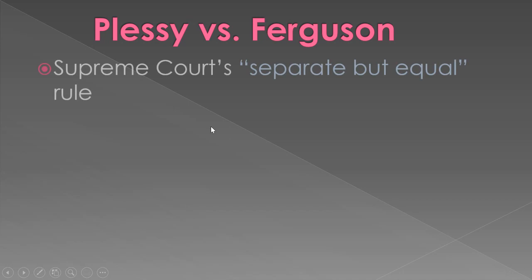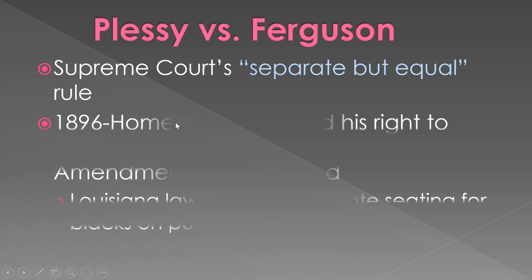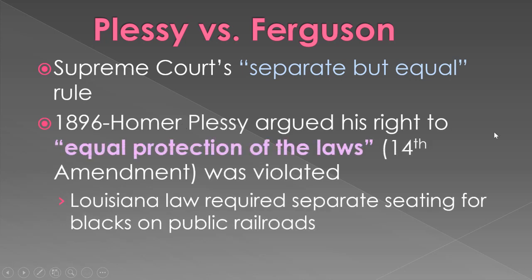That brings us to the Supreme Court's decision in a landmark case called Plessy versus Ferguson. This is what's known as the separate but equal rule. The other video that you're going to be watching, if you haven't watched it yet, gives you a little bit of background on this. But this happens in 1896. This is a huge setback for those trying to fight Jim Crow and these segregation laws.